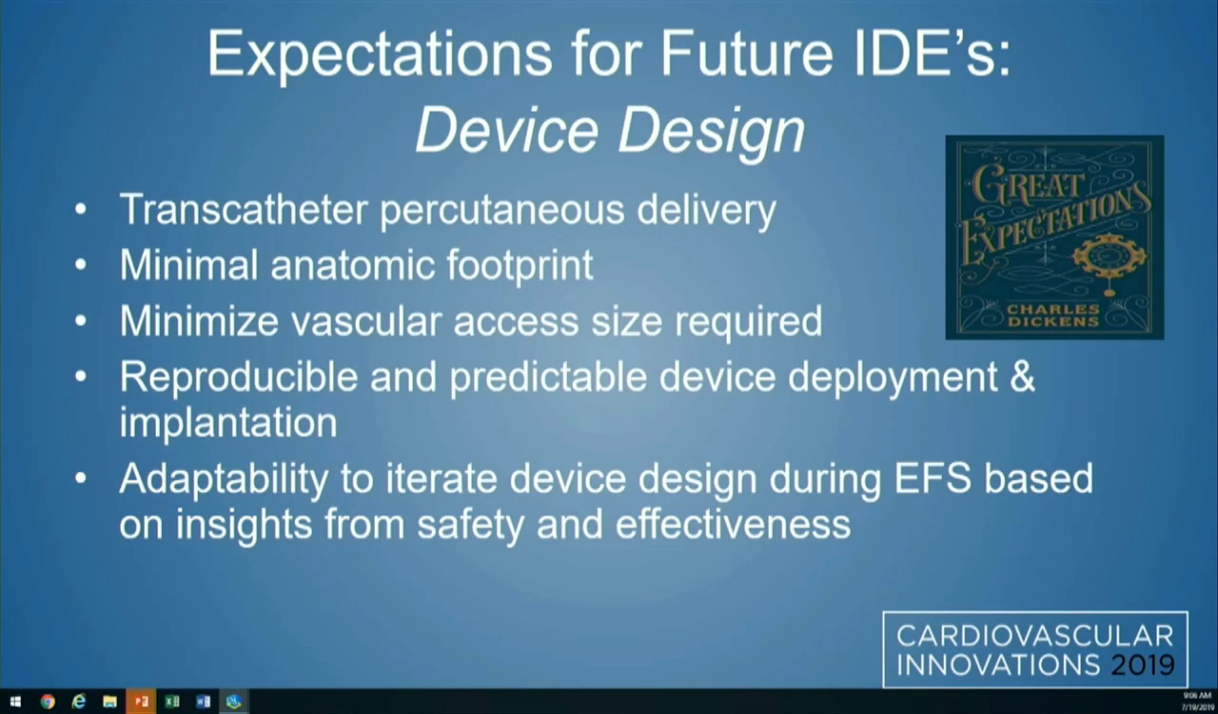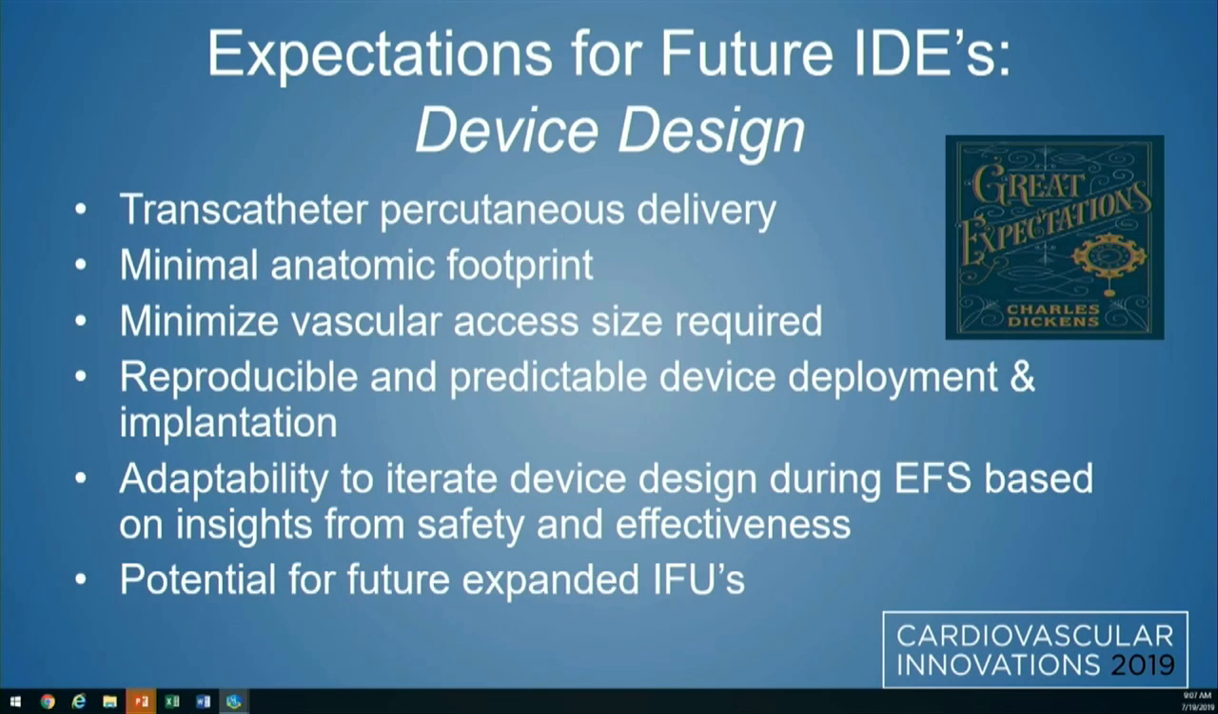But what's important to understand is that if we have an EFS study that has a large bore device, not percutaneous, or maybe it's transapical, and you study it in an EFS setting, and then you have to iterate it and do another study, that slows down the pace. So our expectation is that you iterate your device as much as you can before you go into an EFS study, so that you can then move quickly towards your pivotal, but understand that there may be need for further iterations as well. And we want devices that have the potential for future expansion of indications for use.